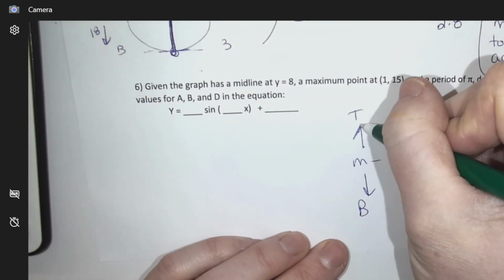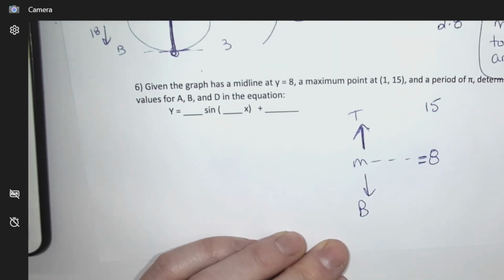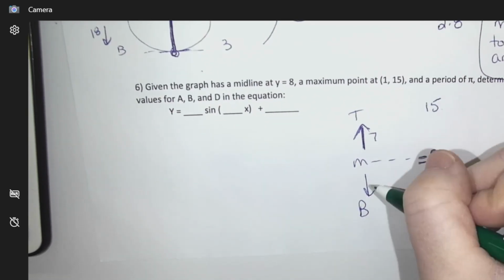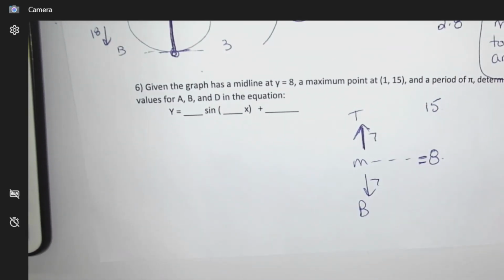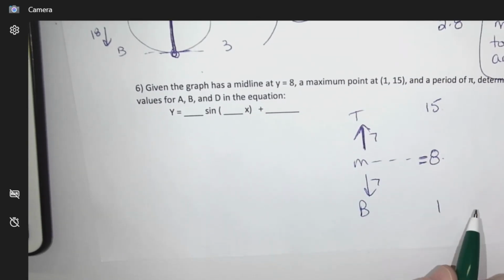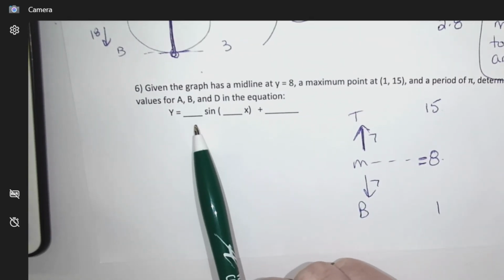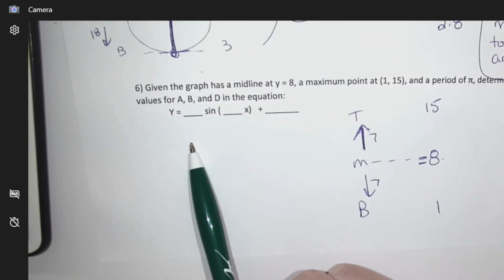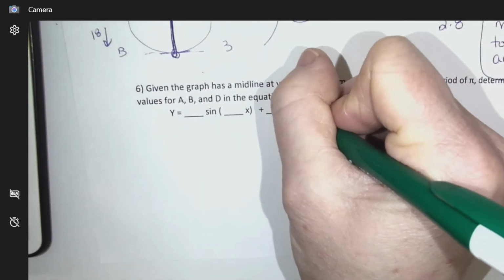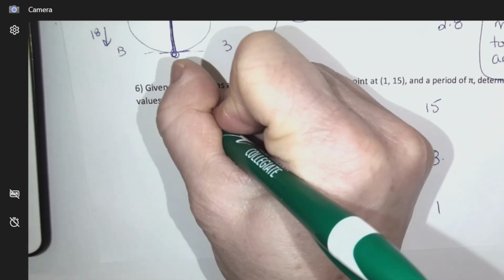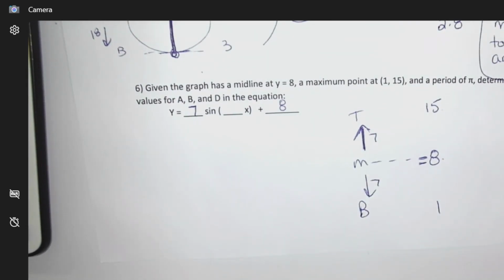So what should I put beside this amplitude arrow? How much did that go above it? 7. So how do you go 7 down? 1. Okay. So what can you already fill in here? Midline. I can do plus 8, middle. I can put a 7 on the amplitude A stretch.